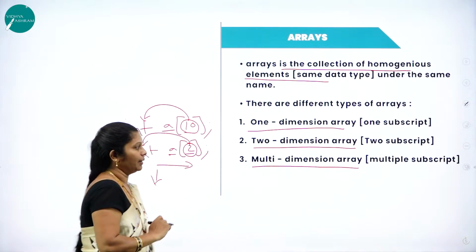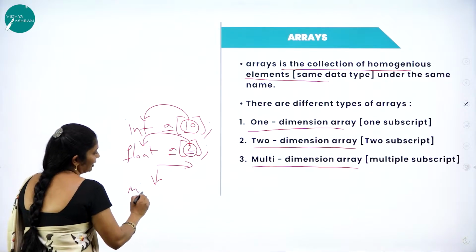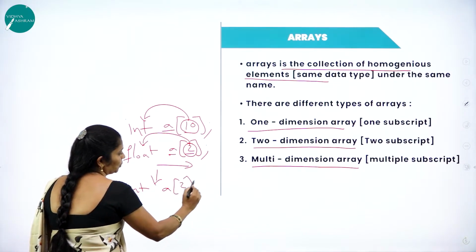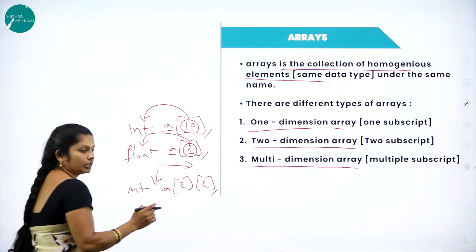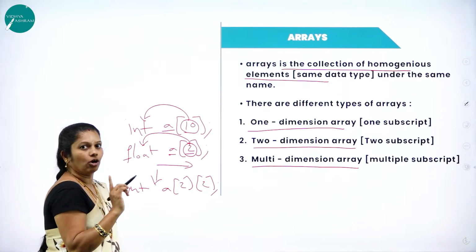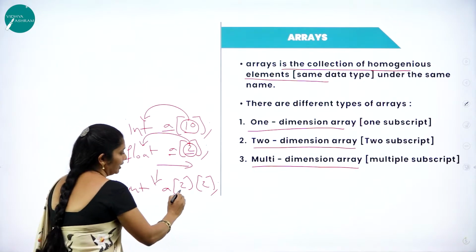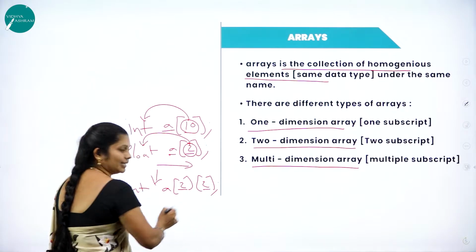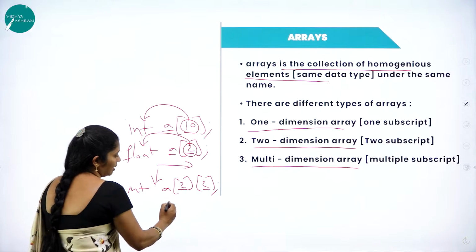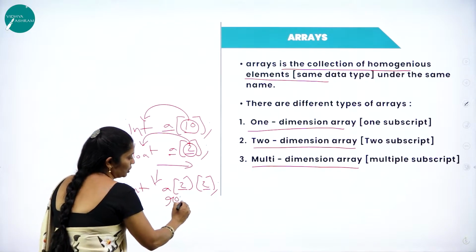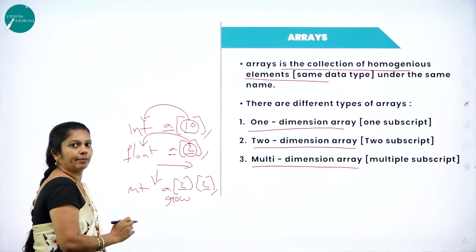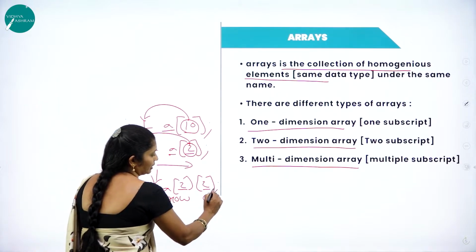For example, int a[2][2] can be called a two-dimensional array because it contains two subscripts. This is the first subscript and this is the second subscript. The first subscript represents the total number of rows and the second subscript represents the total number of columns.